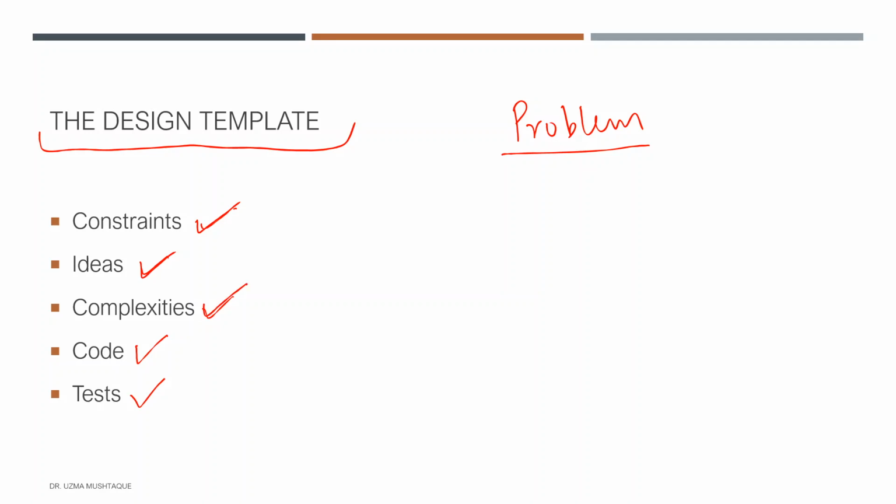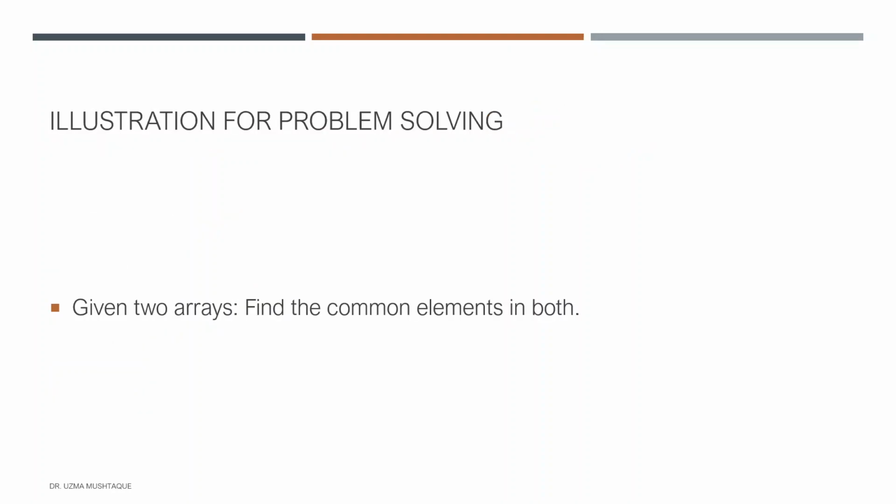And then moving on to the complexity of each of the approaches that we come up with, and finally coding the best approach, and then testing our best approach. Okay, so what are these? Whenever we look at a problem, we'll try to fill in these 5 things. Okay, so let's actually go ahead and look at a problem.